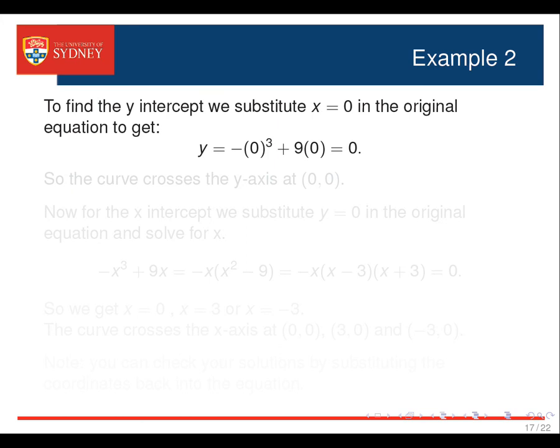To find the y-intercept, we substitute x equals 0 in the original equation. Here we get y equals 0. So the curve crosses the y-axis at (0, 0).